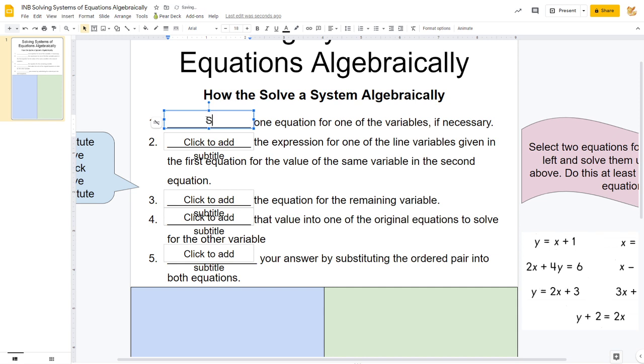So right here, we're going to solve one equation. What that means is we're going to set it equal to one variable if it's not like that already. Sometimes you're lucky and one of them is set up like that, so it makes it a lot easier. Then we're going to substitute the expression.